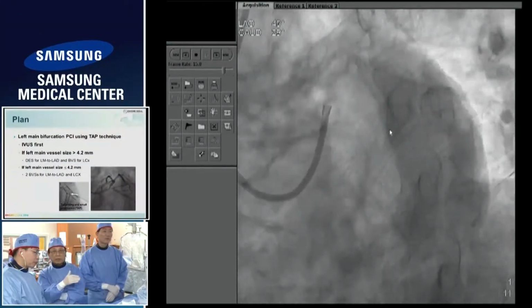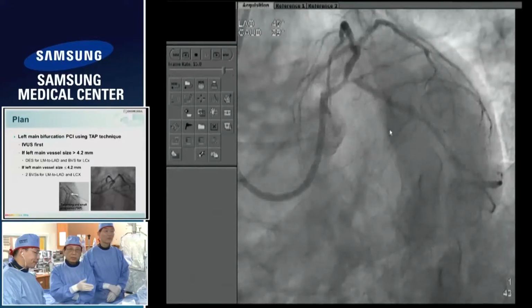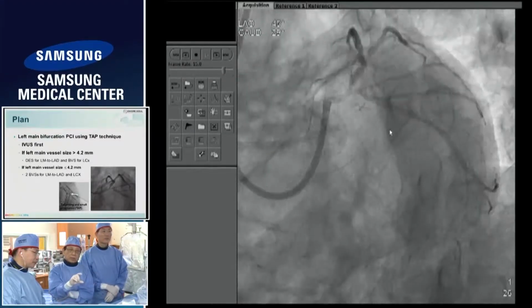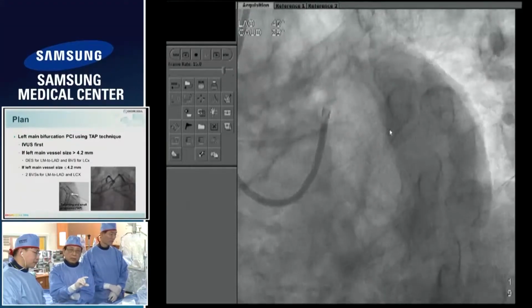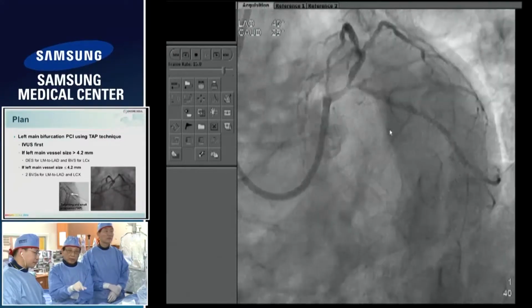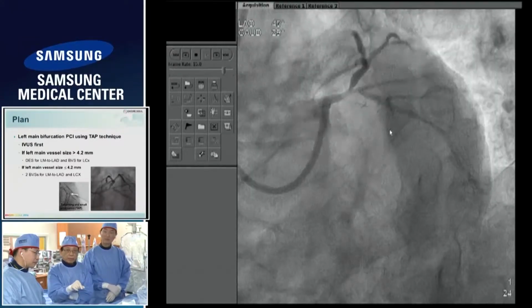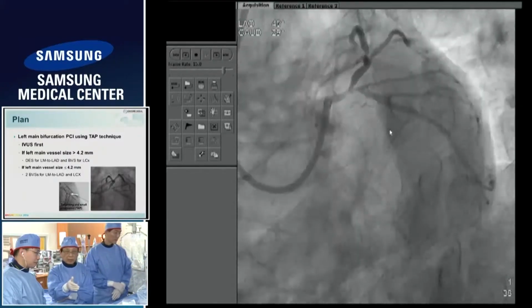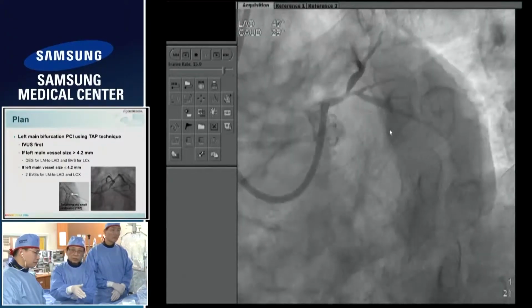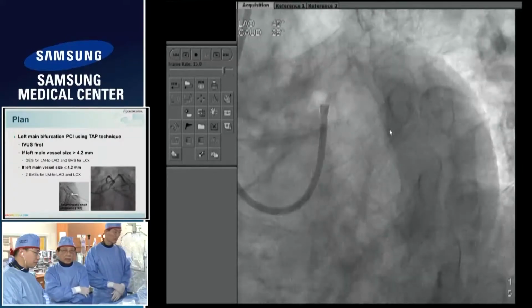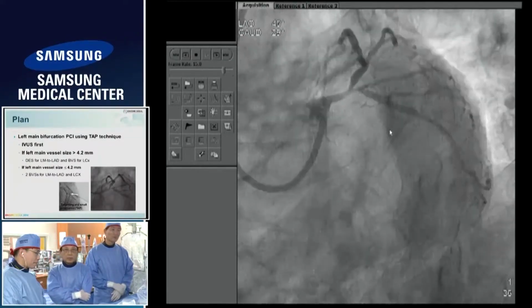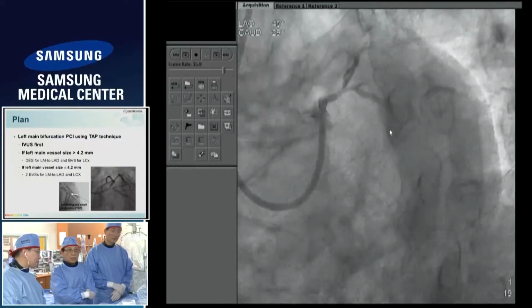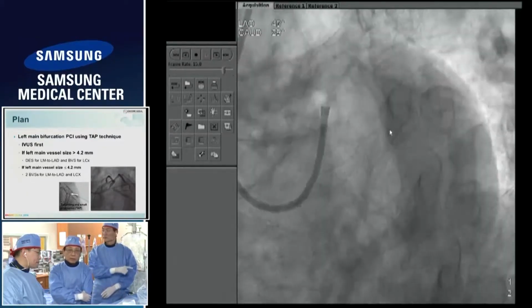In this particular case, we decided to implant one stent across the circ ostium from the left main ostium to the LAD, and then BVS to cover the circ. And of course, for this, we know that BVS has a large profile.